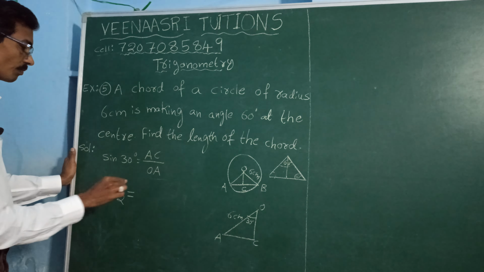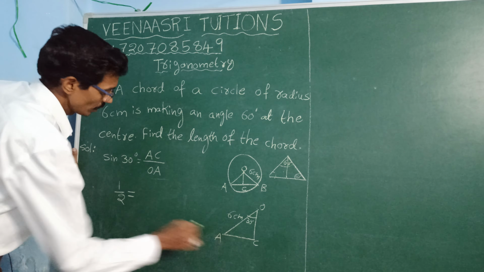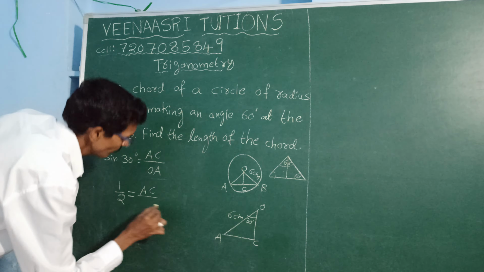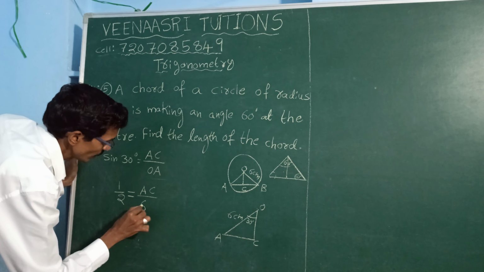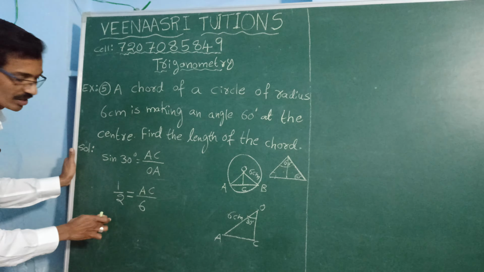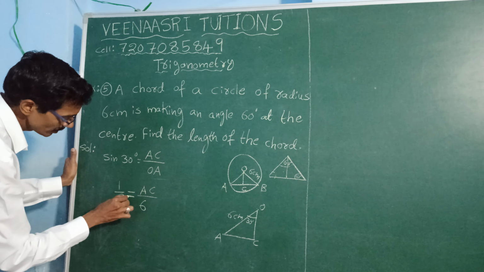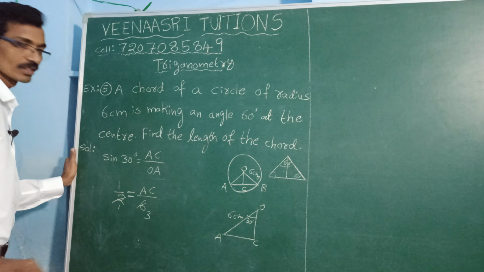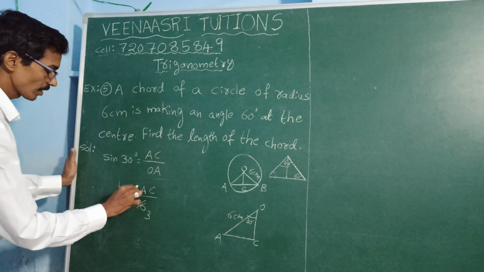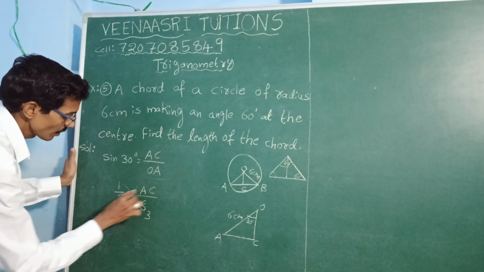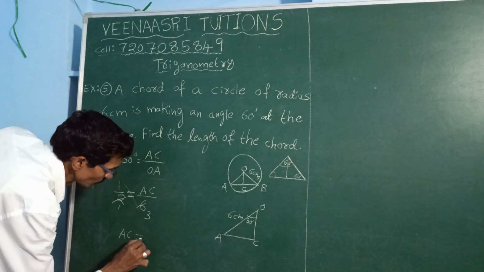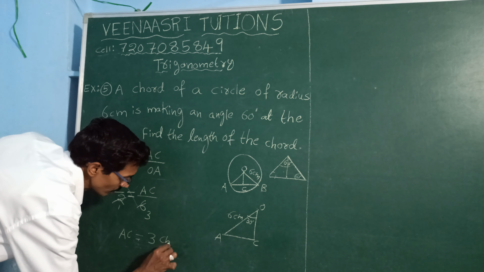Now, AC you are finding, OA is given as 6. Here see, the denominator cancelling, because 2 times 3 is 6. Now do cross multiplication. AC into 1 is equal to 3 into 1. So it is equal to 3 centimeters.